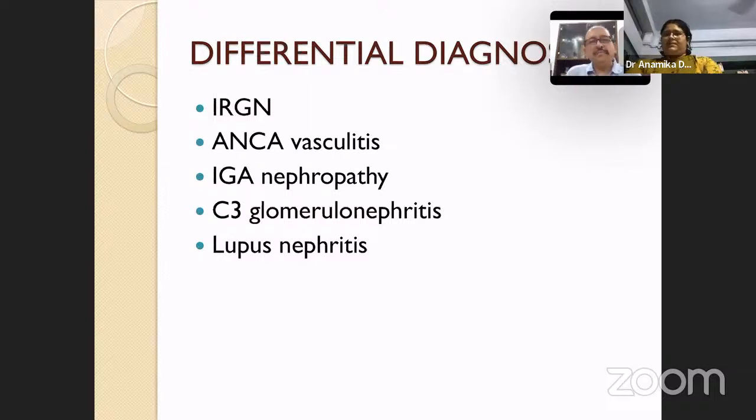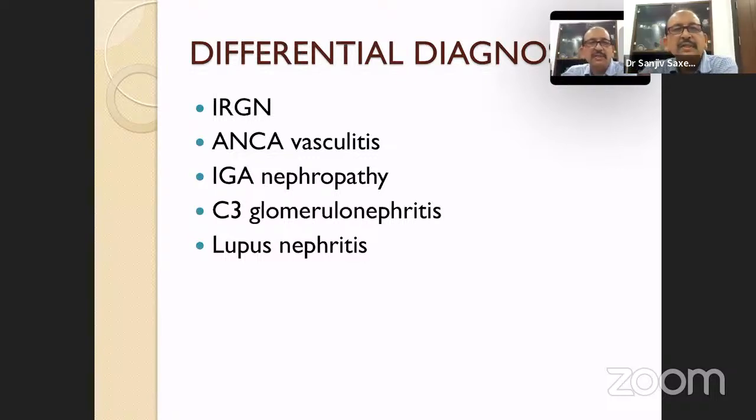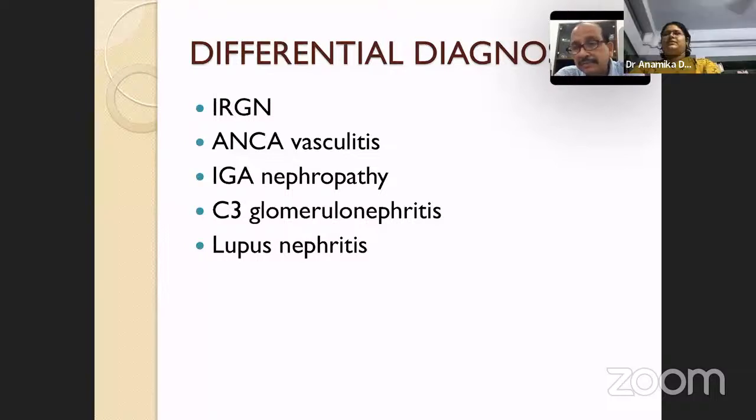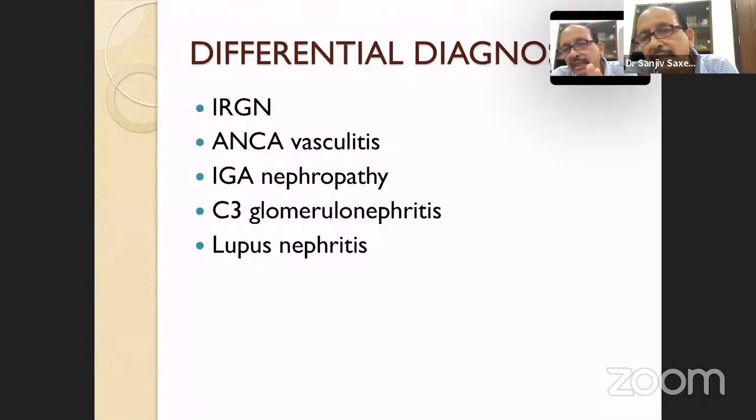So with that in mind, we went ahead with relevant. Anamika, just pause here. Yes, sir. So you see, you yourself contradicted yourself and said IRGN recurrences are very rare. They're not common, at least. Yes, and yet you have kept it as the first diagnosis. Because her clinical presentation is like a glomerulonephritis.